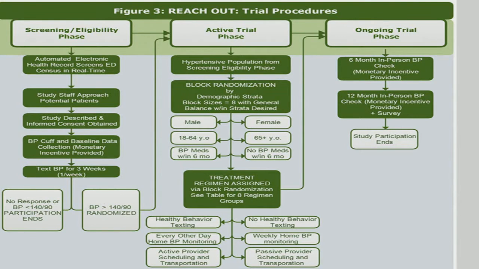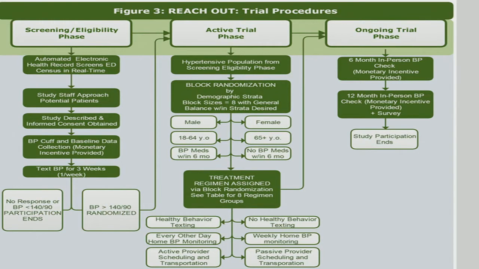Because some people maybe don't want to text you, maybe they just want $20 and a blood pressure cuff, and that's great, they can take that. But then we're going to focus the resources on the people who are responsive. We're going to try to keep balance between males and females, older and younger adults, and whether or not they've been on blood pressure medicines recently, by doing stratification in each of these groups.